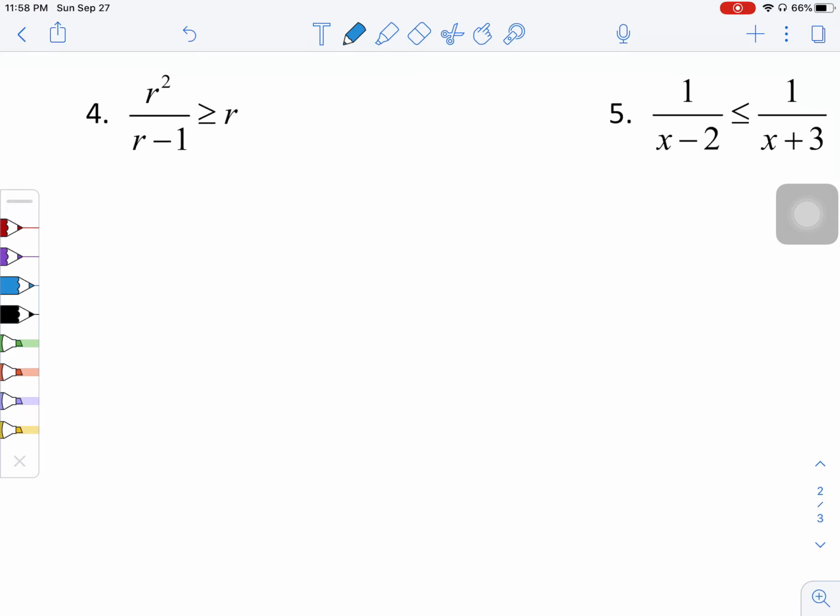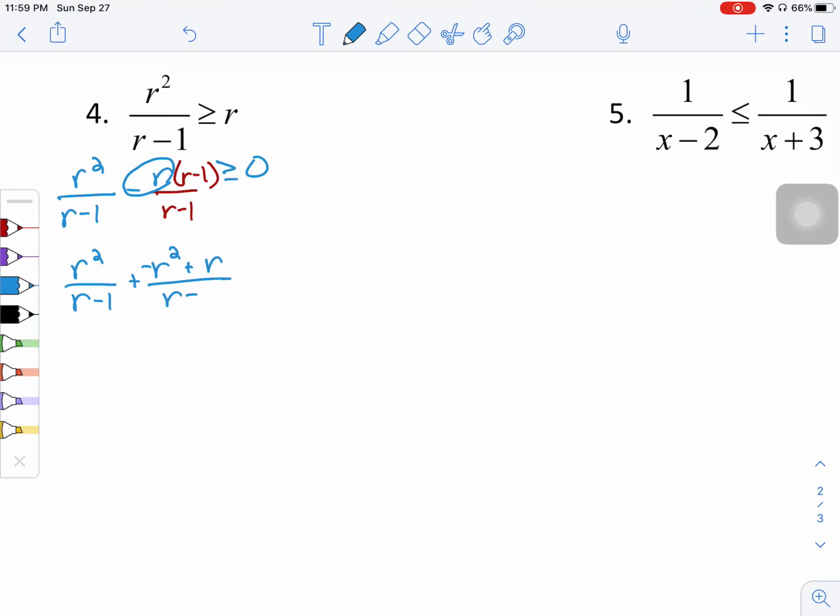I need to get one side to be 0. So let's see, r squared over r minus 1. I'm going to go ahead and subtract r from both sides. So greater than or equal to 0. You need a common denominator. So r minus 1, r minus 1. All right, so r squared over r minus 1. I'm going to go ahead and distribute with the negative. So it's going to be plus negative r squared and then plus r over r minus 1, greater than or equal to 0.